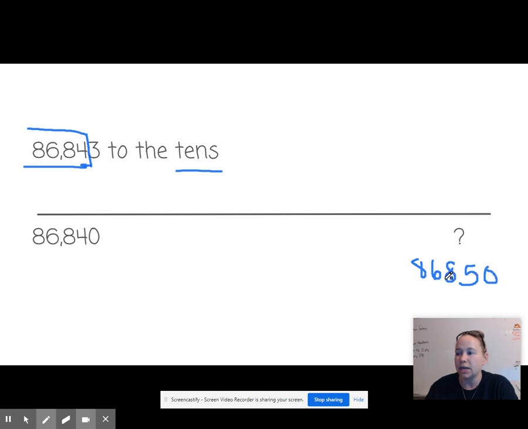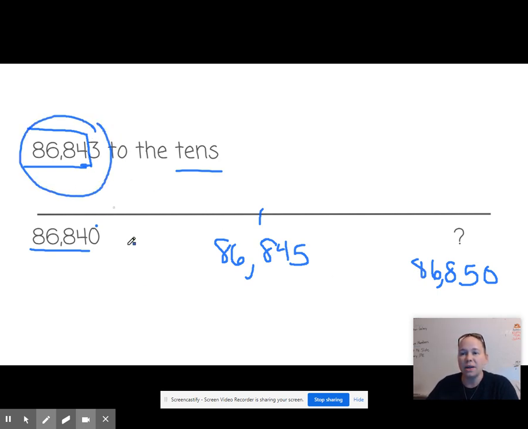1, 2, 3, comma. All right, now what goes in the middle? Well, it's going to be this number, and instead of this next 0, it's going to be a 5. So 86,845. Now, would you agree that 86,845 is in the middle of 86,840 and 86,850? It is. Okay, now, where would this whole number fall on the number line?